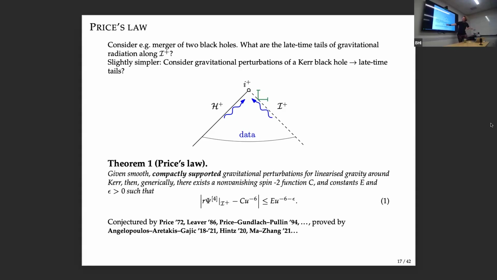So the theorem is as follows: given smooth, compactly supported data along your initial hyperboloid, then rPsi4, the relevant Newman-Penrose quantity along future infinity, will decay like u to the -6 generically. This was originally conjectured in work by Price in the 70s and has recently been proved by Ma and Zhang.